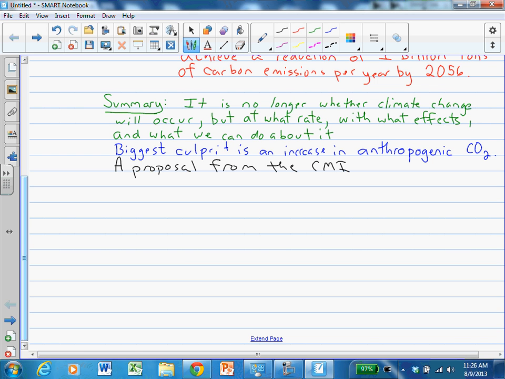keep future atmospheric carbon below a doubling of the pre-industrial level.